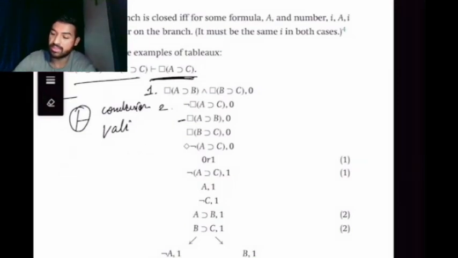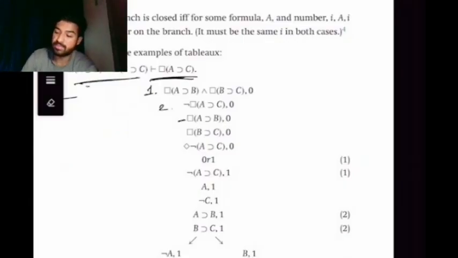So our first step was negating the conclusion. Let's do that. Let me just write these premises as the first step. Okay, and then our real first step is negating this conclusion. So, negation of box A implies C at 0.